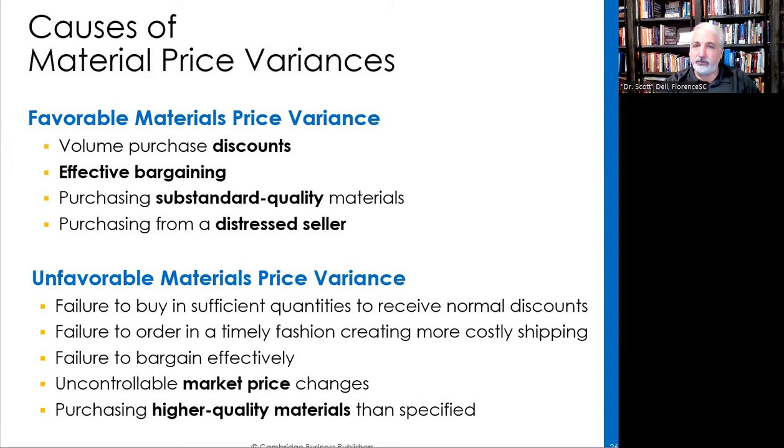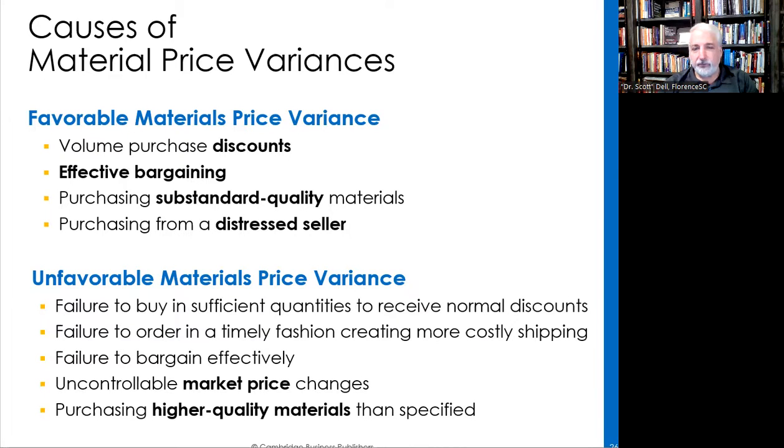So we might have some causes of material price variance. Volume discounts, so we get it cheaper. Effective bargaining and negotiation. Or we bought some materials that were a little less than what we wanted in terms of quality, so we were able to pay a little bit less. Or we bought from a distressed seller, a fire sale.